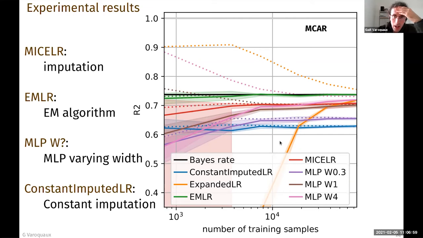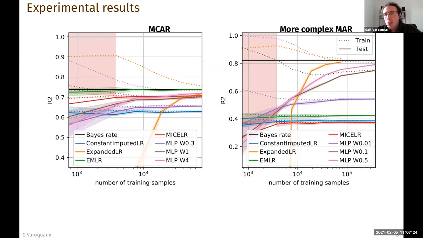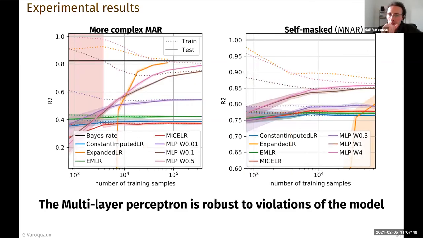And what we're doing here with those lines is that we're varying the width of the MLP, the multilayer perceptron. And as we're varying the width of the MLP, we can see that we're exploring different trade-offs. If we have a lot of data, we're better off having a very wide MLP. But if we don't have a lot of data, we're better off not having a very wide MLP. Now, we can do this with a more complex missing value generating mechanism. And if we do this, we see that our procedure becomes interesting compared to the other procedures. The reason is that it becomes extremely hard and non-consistent for the other procedures to capture the more complex missing value mechanism, in particular if we're in a not ignorable setting. If we're in a not ignorable setting, imputation and EM cannot work.